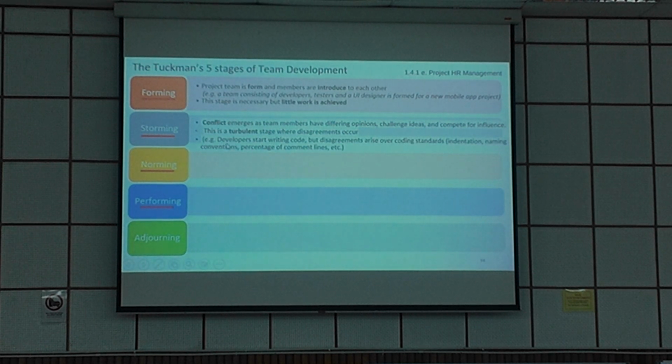Okay, example, developers start writing code, but disagreement arises over coding standards: indentation, naming convention, percentage of comments. One may suggest that when you start writing code, there should be a minimum of 20% comments, but other team members may not agree. Don't need 20%, 5% is enough. So this can cause argument and conflict. Eventually, relationships turn bad. So this is an example that can cause conflict.